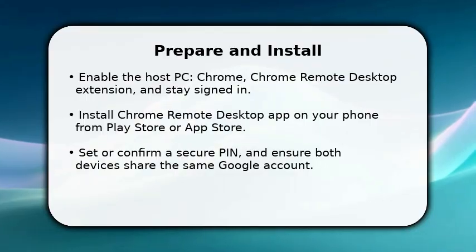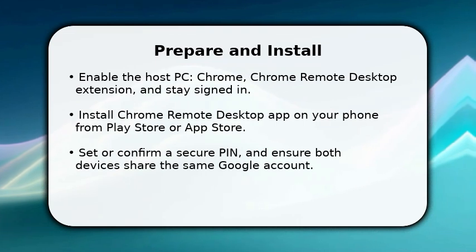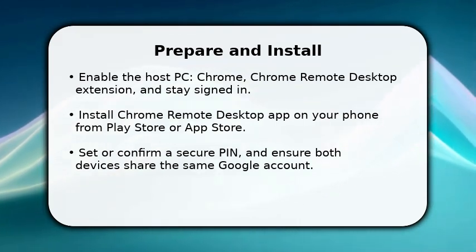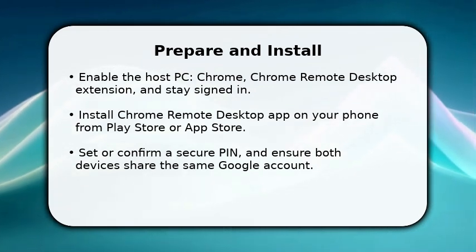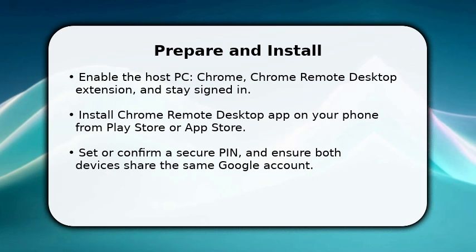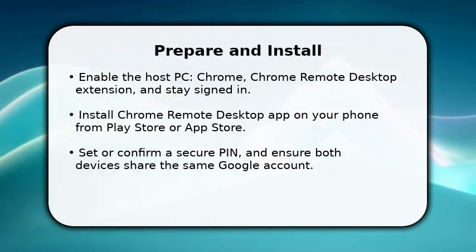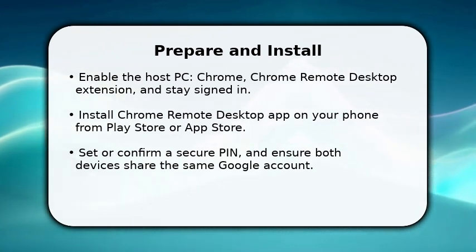You start by preparing both devices. Make sure the host PC is signed into Chrome and has Chrome Remote Desktop enabled. Once done, install the mobile app on your phone from the App Store and sign in with the same Google account. Make sure the host shows as online and set a strong 6-digit or longer PIN when prompted. This secures your link. I'll show why each step matters as we move forward so you don't get stuck later.